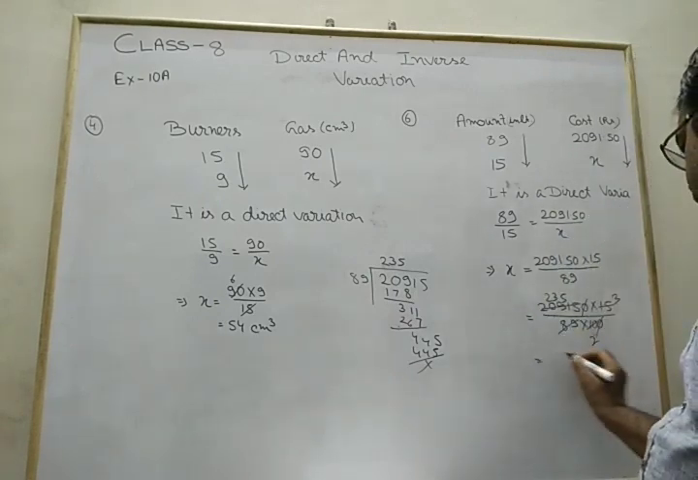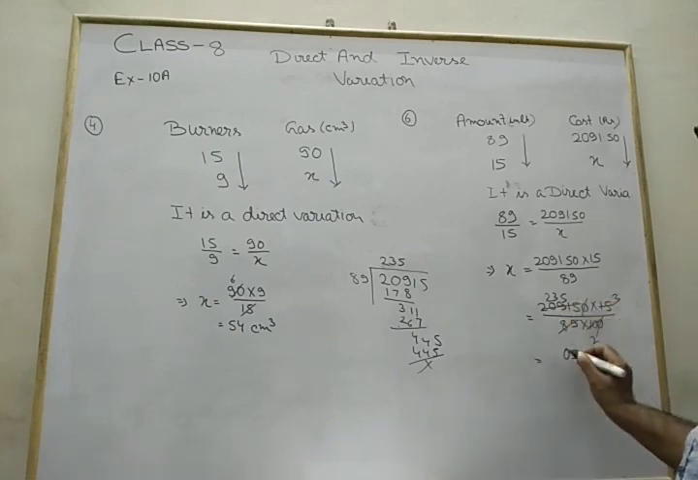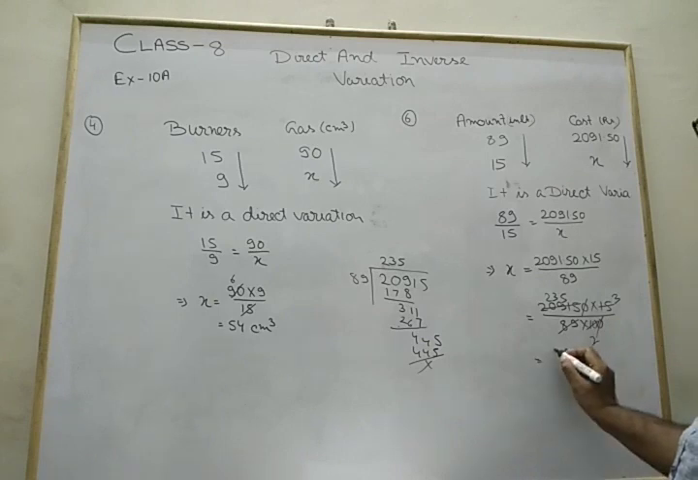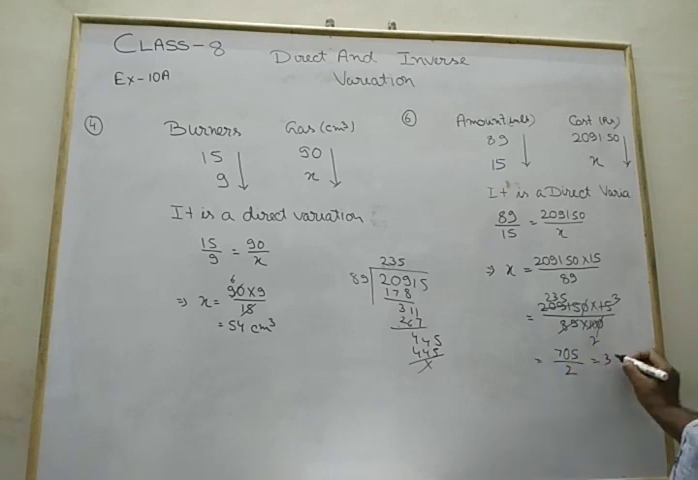Solve it. 3 5s are 15. 3 3s are 9, 10, 1 carry 3 0 6, 1 7 0 5 by 2. 2 3s are 6. 10 is there, 2 5s are 10. It's 352.50, you can write this or this. This is your answer.